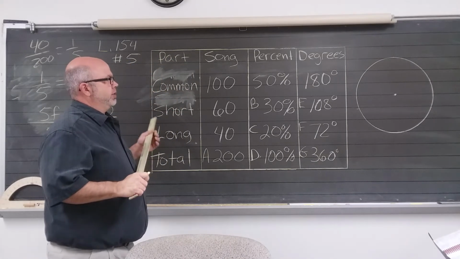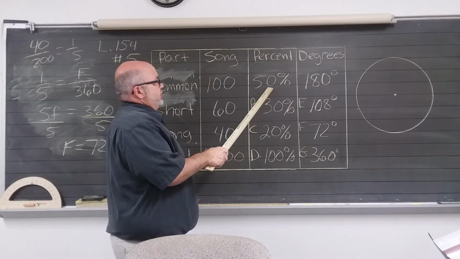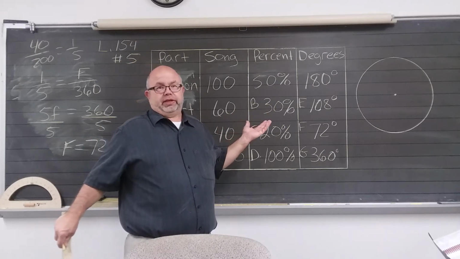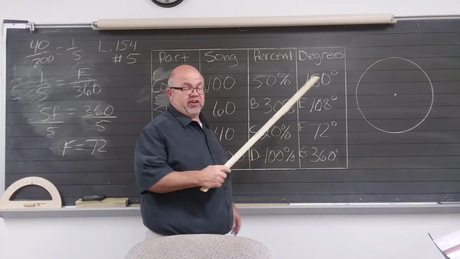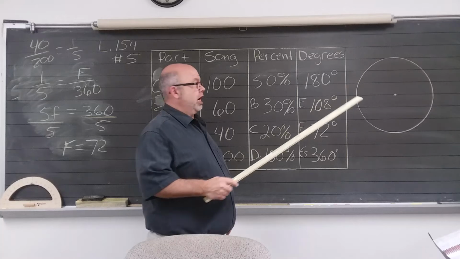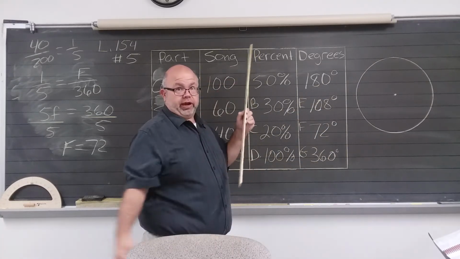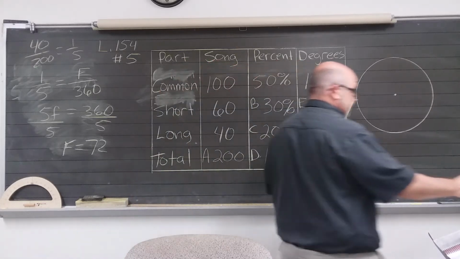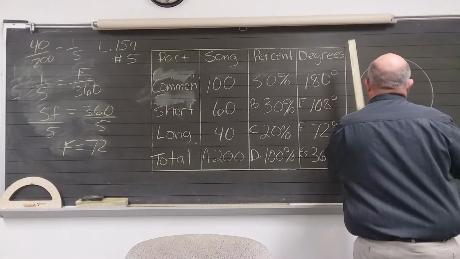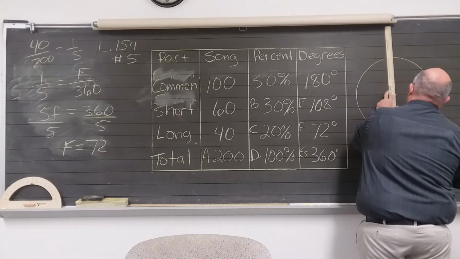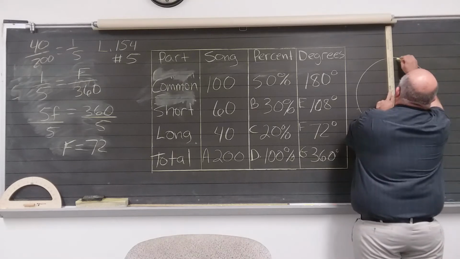All right. Now, one of the easy things with 50%: 50% is what of something? Half of something. 180 degrees is half of a circle. A 180 degree angle is a straight line, right? So for one of these angles, you don't even have to use your protractor because you know that 180 degrees is a straight line. Make a straight line through your circle.